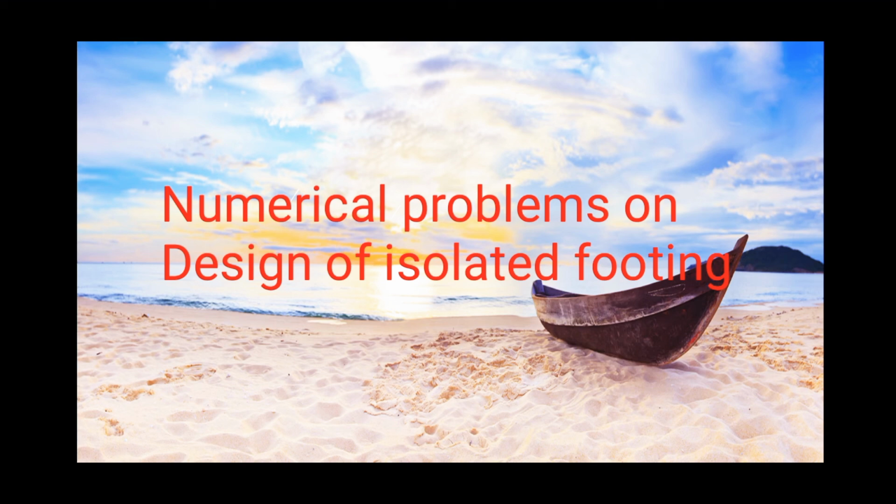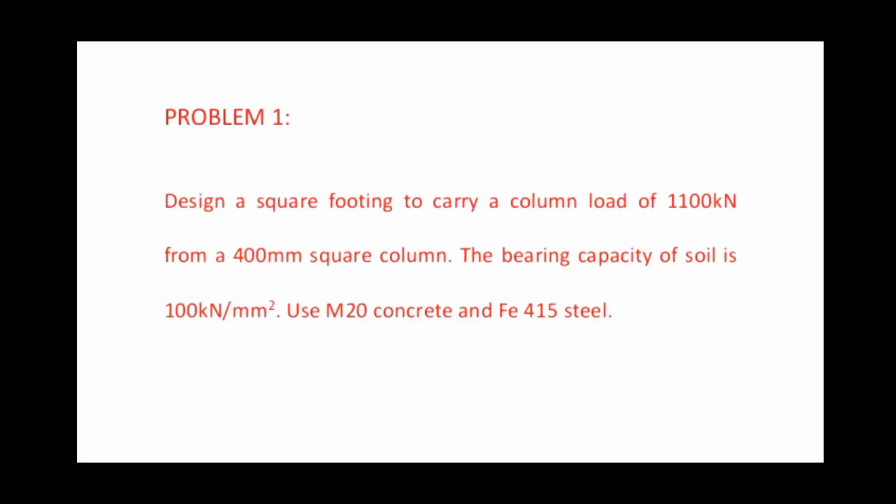Today we are going to discuss some numerical problems regarding the design of isolated footing. So here is the problem: design a square footing to carry a column load of 1100 kilonewton from a 400 mm square column. The bearing capacity of the soil is 100 kilonewton per meter square. Use M20 grade of concrete and Fe 400 grade of steel.